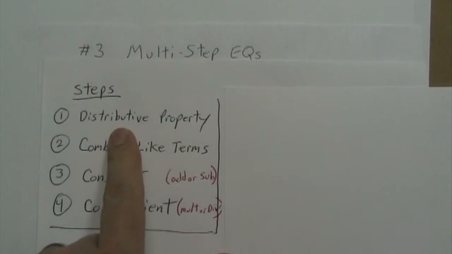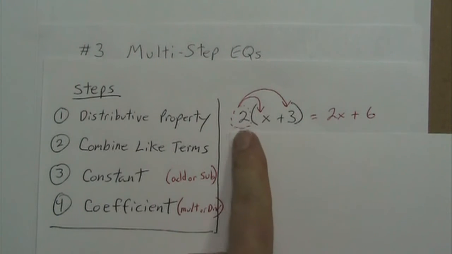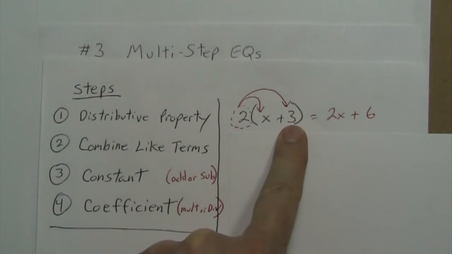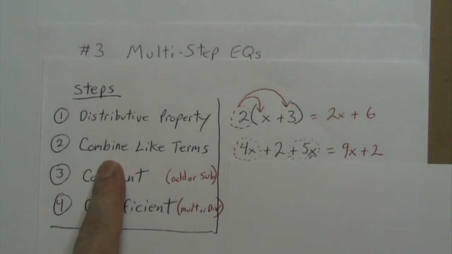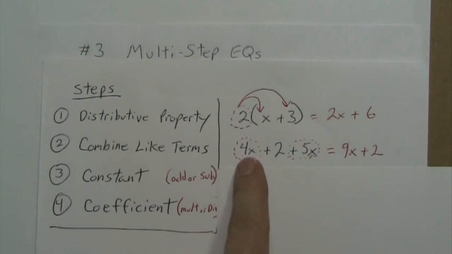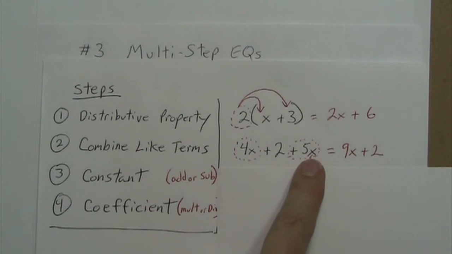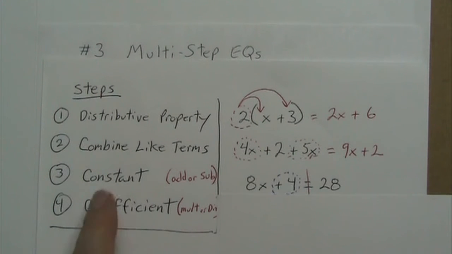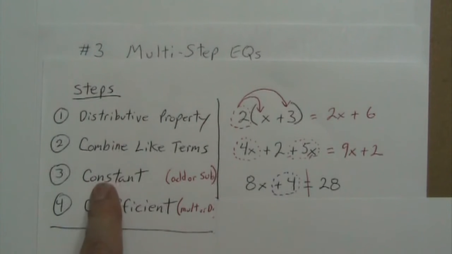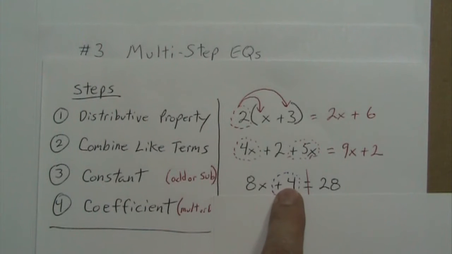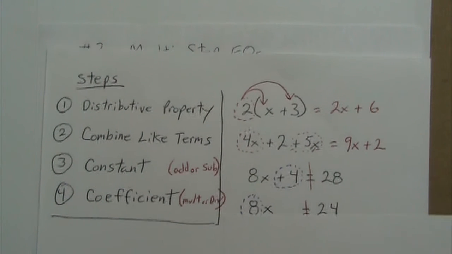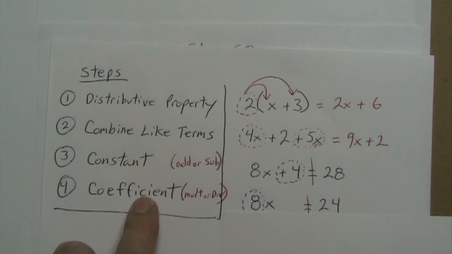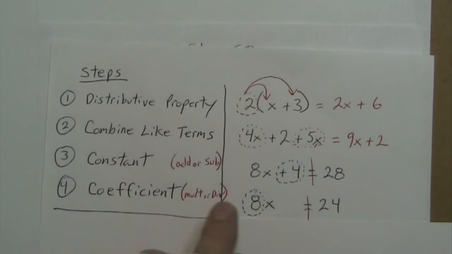And the steps, first check the distributive property. That's the outside times each one inside. Next, combine like terms if there's any to combine, such as putting x's together or constants together. Then we come to a two-step problem. Now you want to get rid of the constant by making it into a 0, by either adding or subtracting. And the last step is to get rid of the coefficient if you need to. And you want to make that into a 1 by either multiplying or dividing.